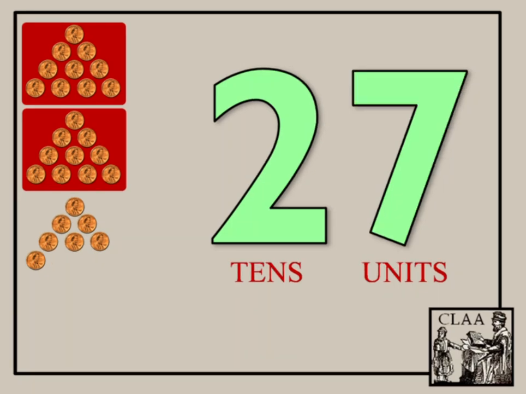Here we have 2 sets of 10 pennies. And how many more? Count the pennies that we have more than 2 sets of 10. There are 7 pennies more. When we have 2 sets of 10 pennies and 7 more, we have the number 27. The number 27 is written with a 2 and a 7. The 2 tells us there are 2 sets of 10. The 7 tells us there are 7 units more. 27.